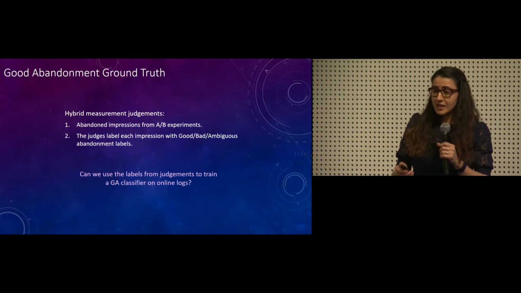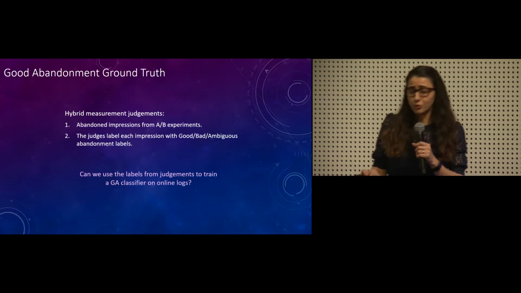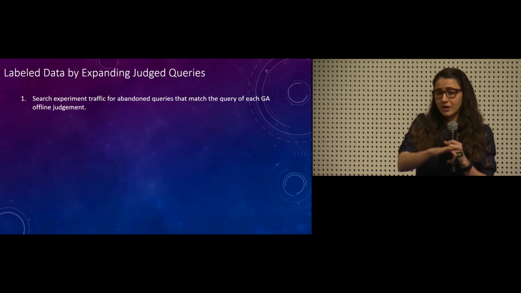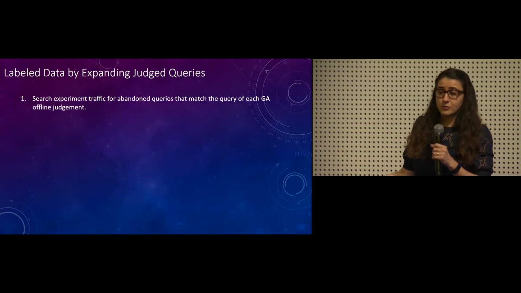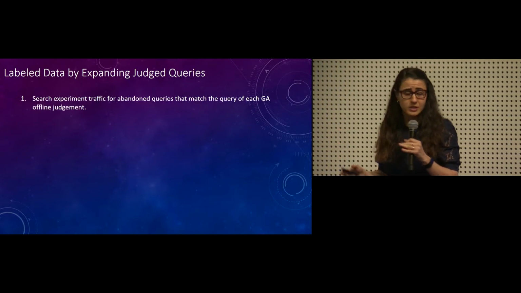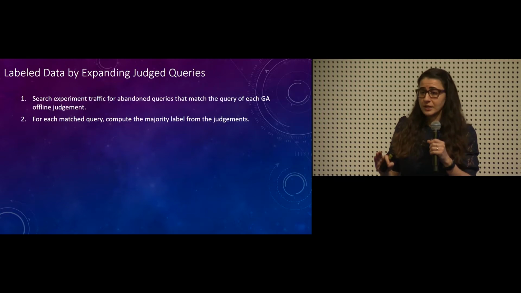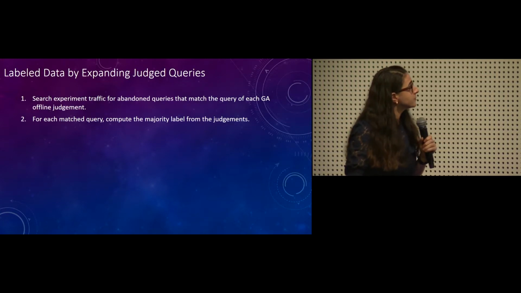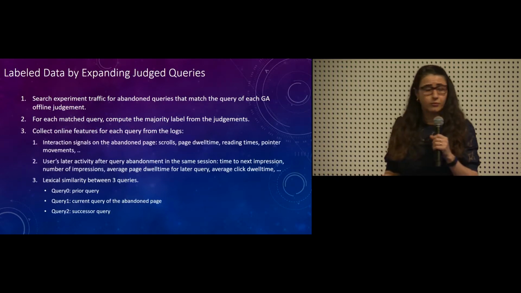So the way we did that, remember, we only have 1,000 queries from our judgments for every experiment, and we needed more data than that. So we went back into the experiment traffic, the experiment logs, and we matched the queries with the query that was judged. That actually expanded our data set. And then for each matched query, we still use the majority label to determine whether it's good abandonment or bad abandonment. And then from the experiment logs, we also collected features for every query.